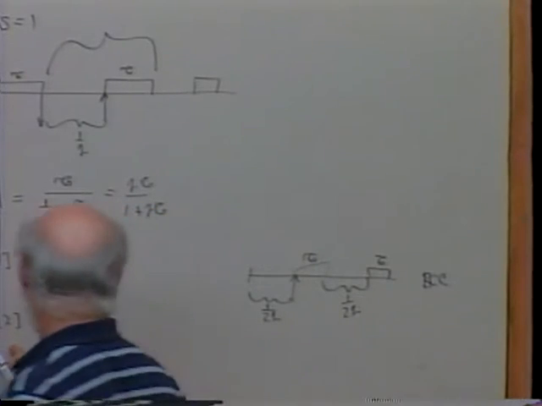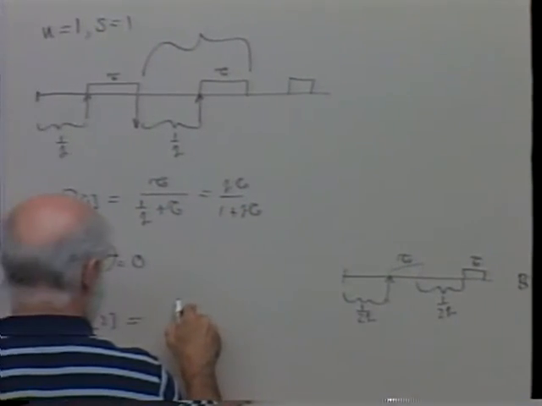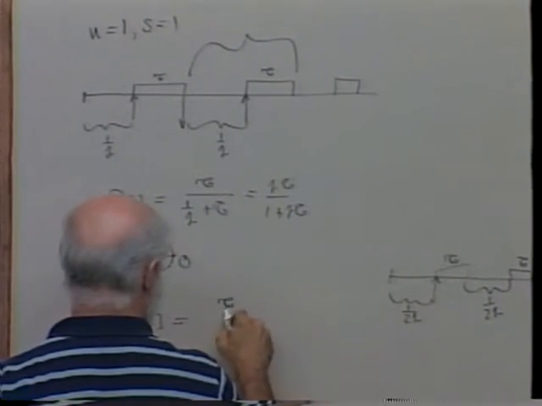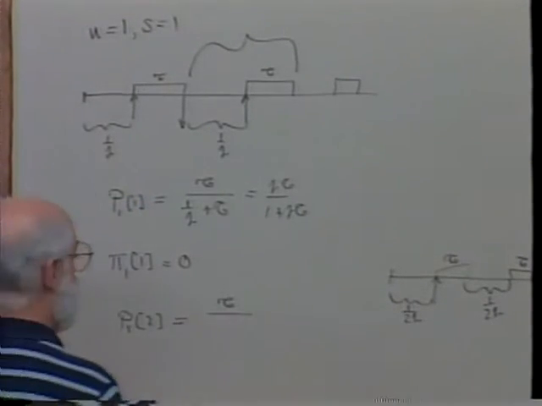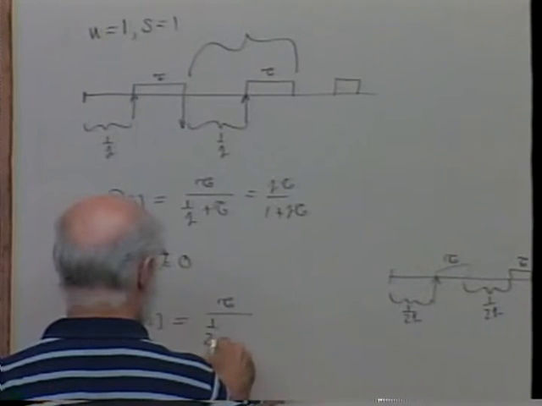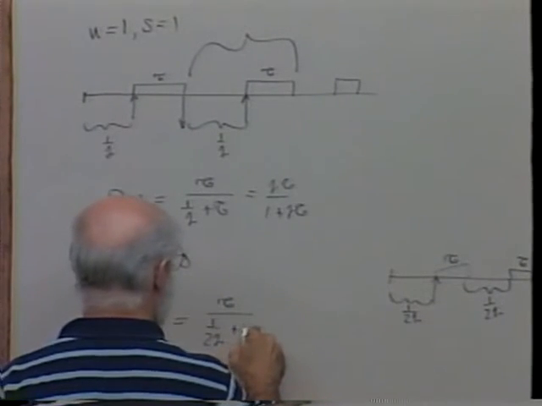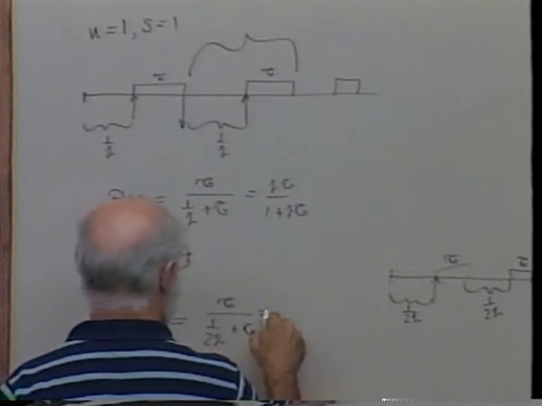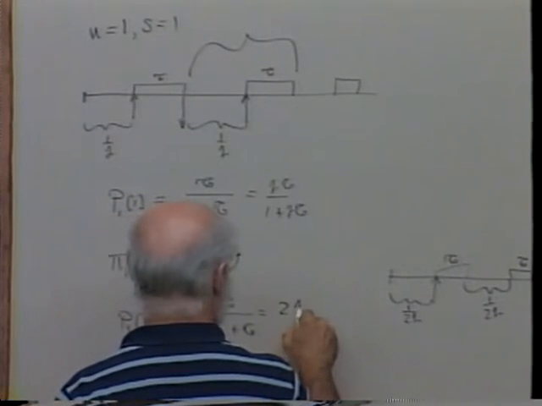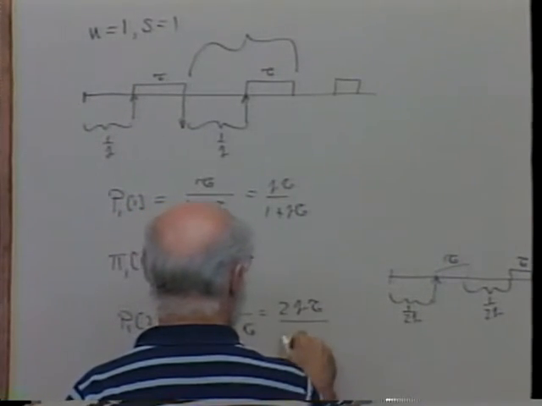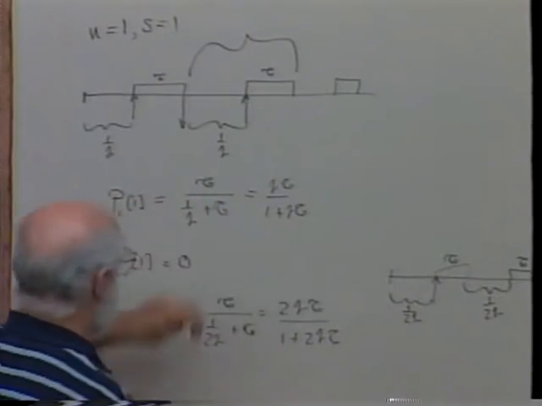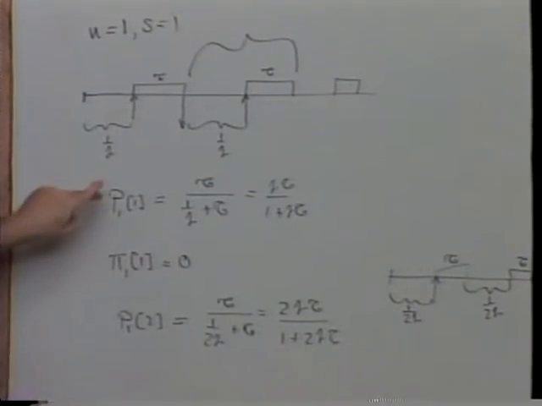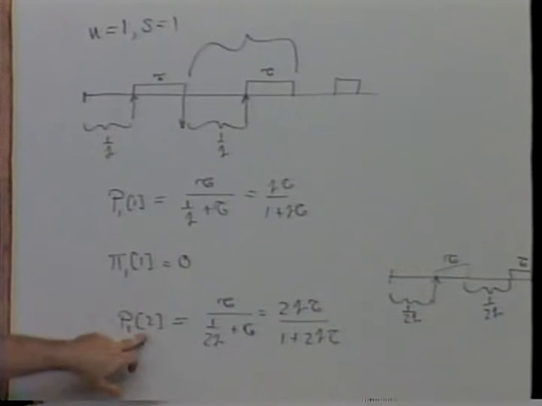So this probability would then be the average busy period per cycle, which is tau, divided by the average length of a cycle, which is 1 over 2 gamma plus tau. Or in other words, 2 gamma tau divided by 1 plus 2 gamma tau. So that would be the answer. Of course, it's different from this answer because this is for 1 subscriber. That's for 2 subscribers.